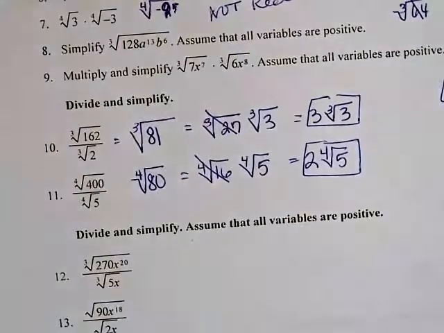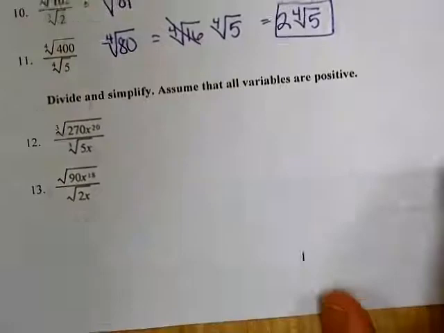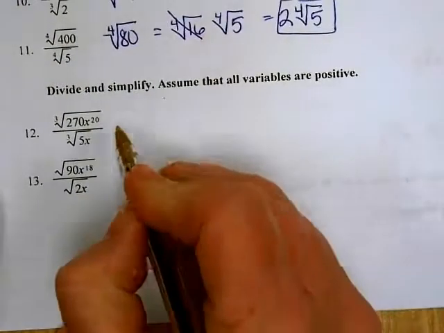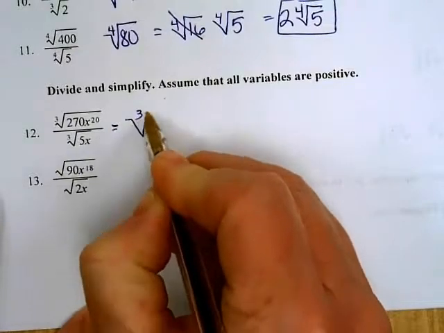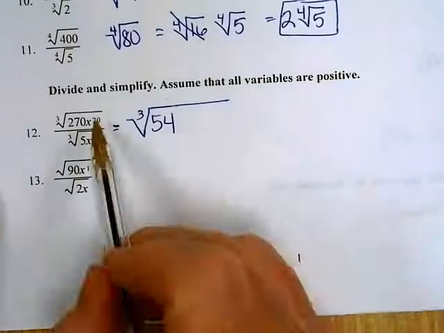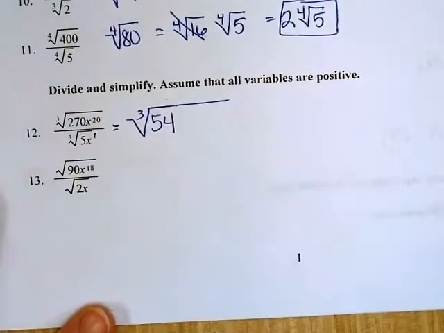Questions so far? Okay, 12. Divide and simplify. What is 270 divided by 5? 54. Okay. What is x to the 20th over x to the 1st? What's 20 minus 1? 19.